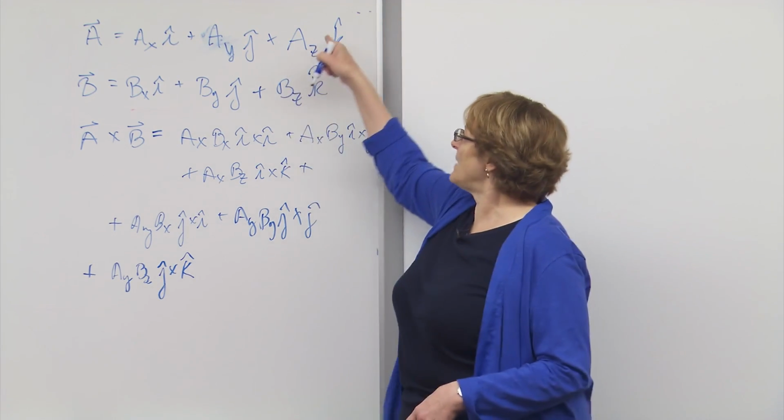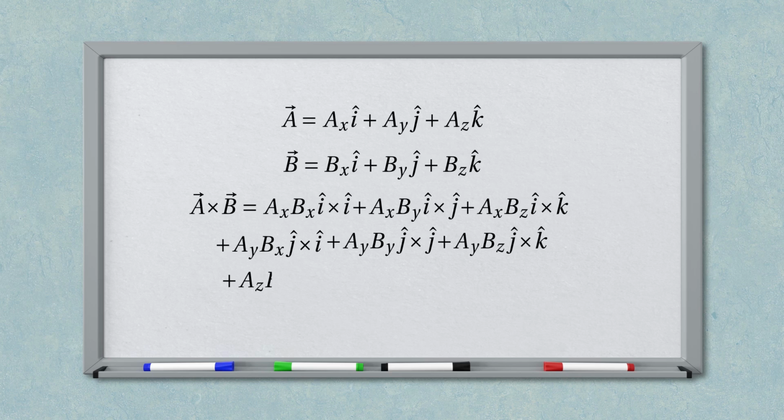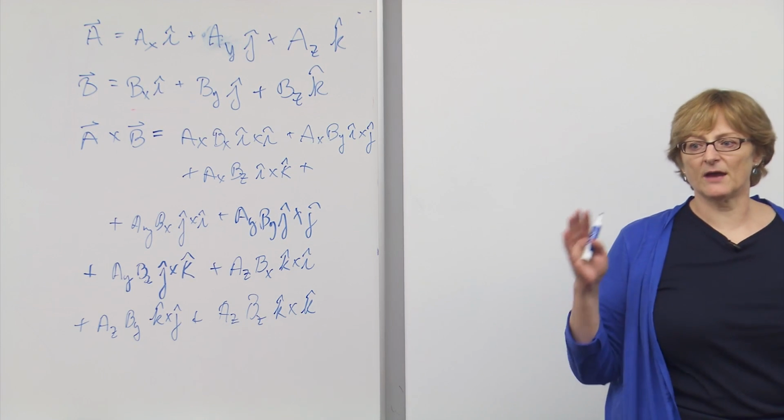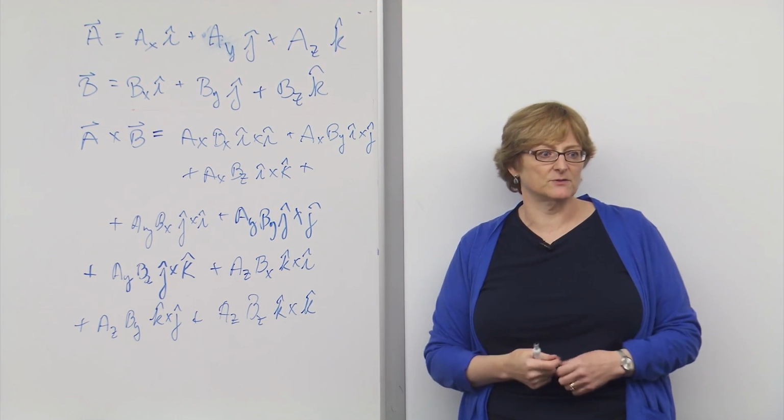3 more. So now we do az cross each of these. Okay, so I have az bx k cross i plus az by k cross j plus az bz k cross k. Everybody see how I got from multiplying the 2 vectors? Now I've just made them into individual cross products of unit vectors.